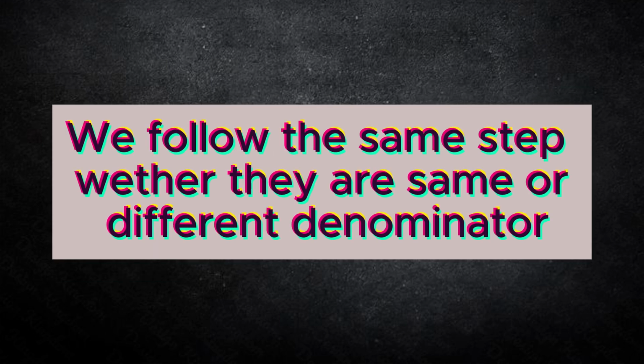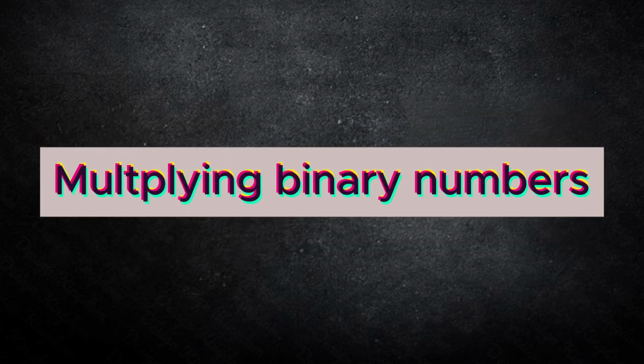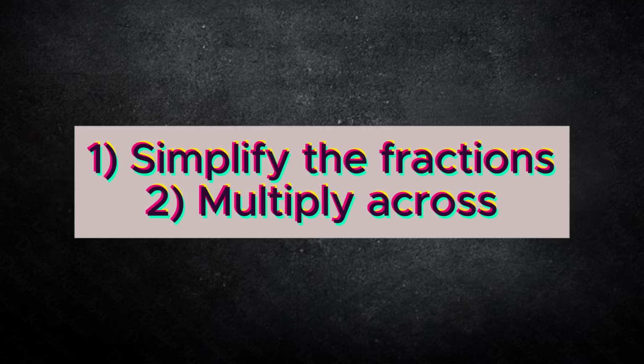The process or the calculation is the same. We have to follow 2 rules for multiplication and 4 rules for division. So first, we focus on multiplication. The 2 rules to follow for multiplying fractions are: number 1, we need to simplify. Number 2, we need to multiply across.